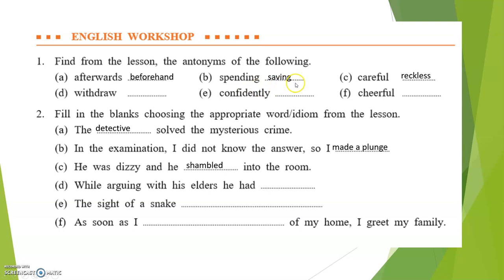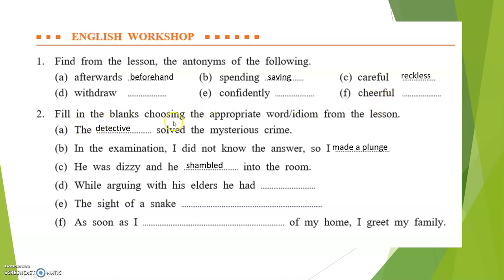Spending, saving. Careful, reckless. Now, you can write even careless, but careless is not from the lesson. So, the word that is there in the lesson is what? Reckless. So, likewise, you will find the other three. Okay, you will do that for homework. You can write it in your textbook.